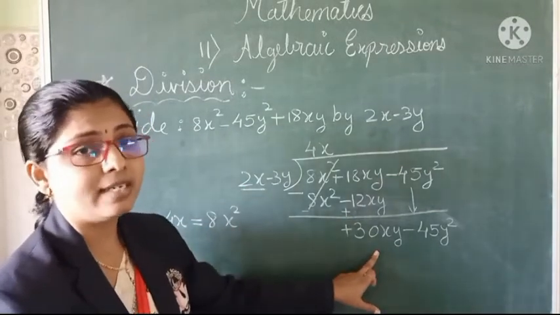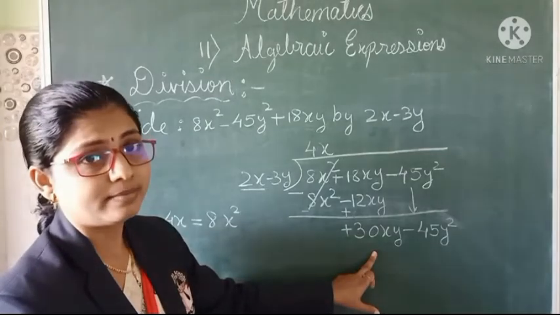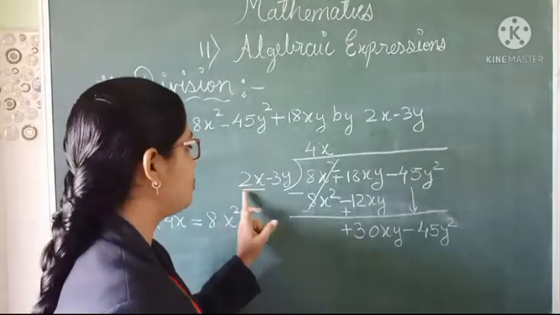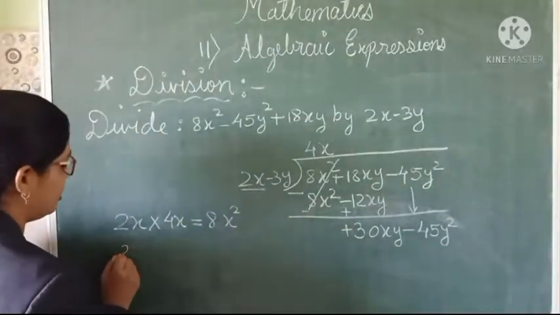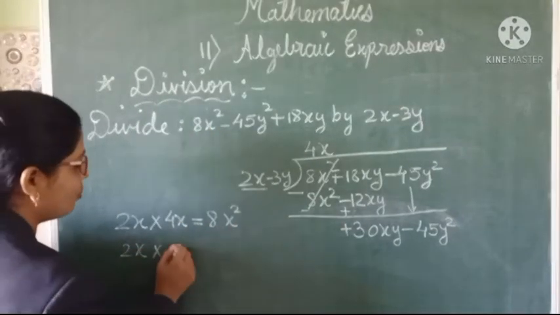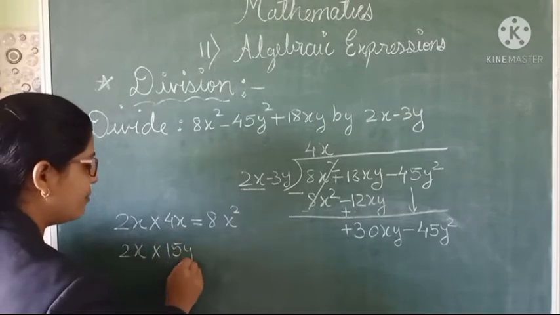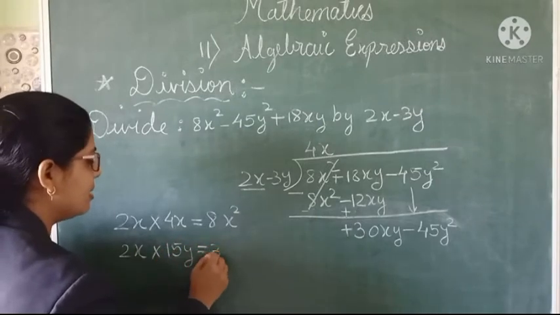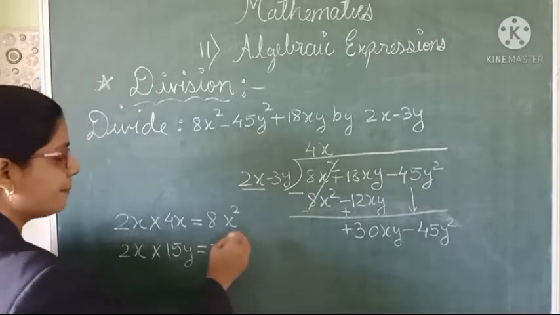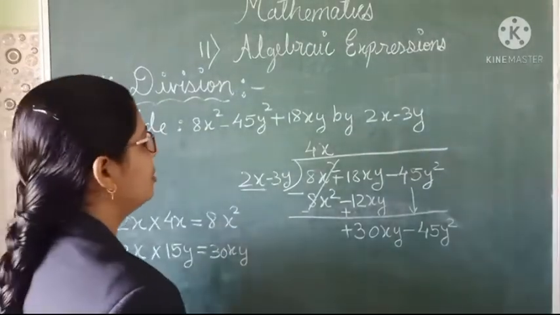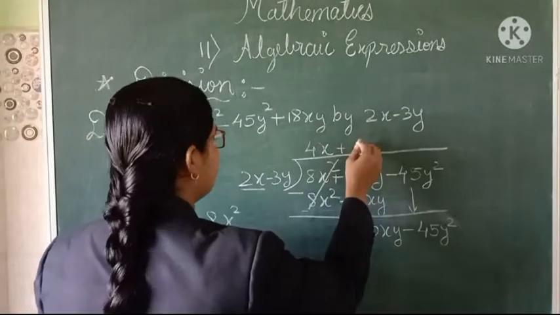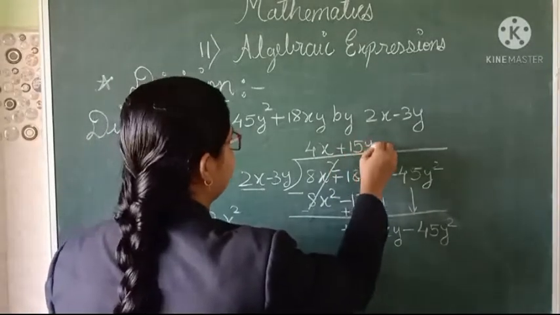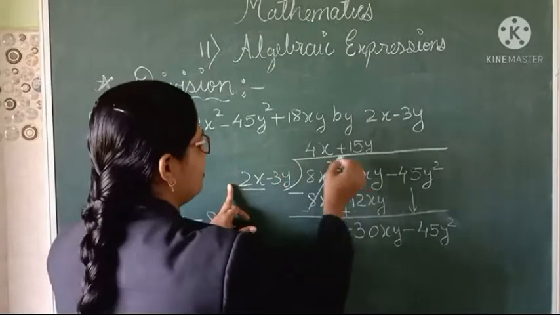Can we multiply 15? Yes. So 15 2s are 30. Right? So what will it be? 2x into what will we multiply? 15y to get the answer 30xy. Okay. So now what will I do here? Here I will write plus 15y. Do the multiplication. Yes.